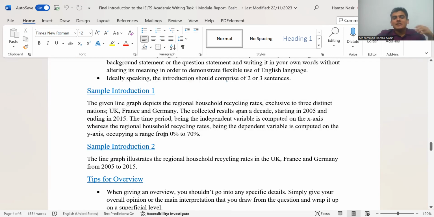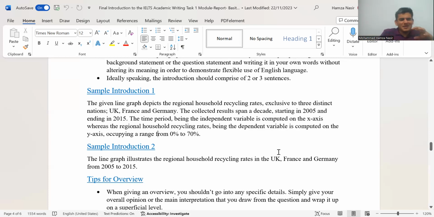Just let me read it again. The given line graph depicts the regional household recycling rates exclusive to 3 distinct nations: UK, France, and Germany. The collected results span a decade, starting in 2005 and ending in 2015. The time period being the independent variable is computed on the x-axis, whereas the regional household recycling rates being the dependent variable is computed on the y-axis, occupying a range from 0 to 70%.